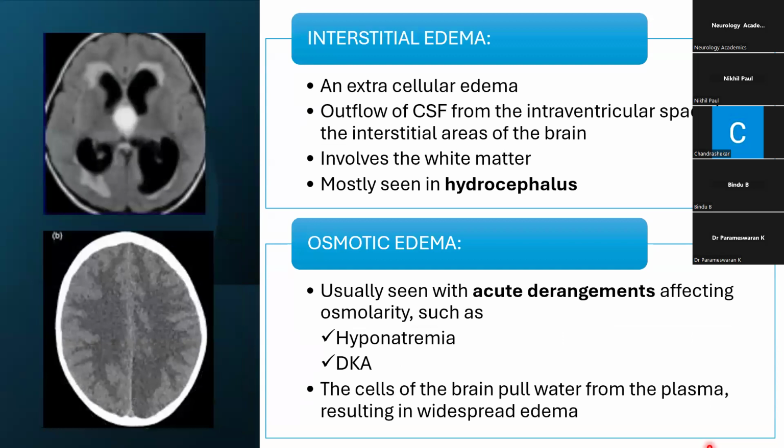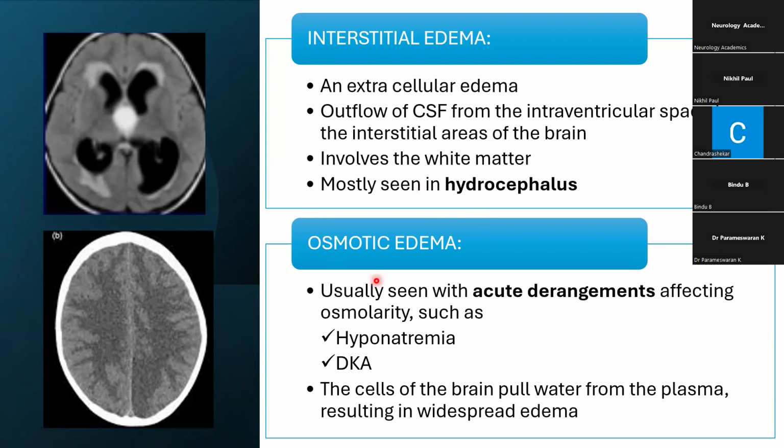Again, the third type is called interstitial edema. It is somewhat related to vasogenic edema. It is also an extracellular edema. In patients with significant hydrocephalus, there is outflow of CSF from the ventricles to the interstitial areas of the brain involving the white matter. That is seepage of the fluid. So this edema is seen periventricularly, and it is due to transependymal seepage of the fluid from the ventricle.